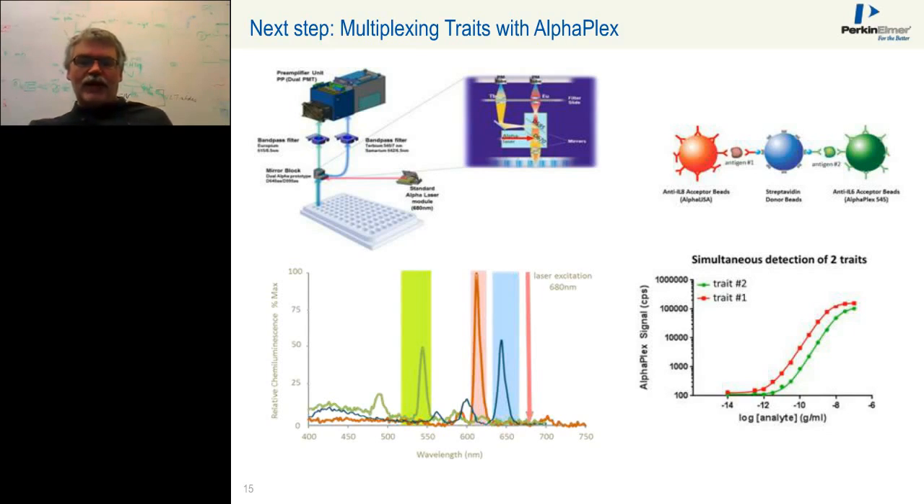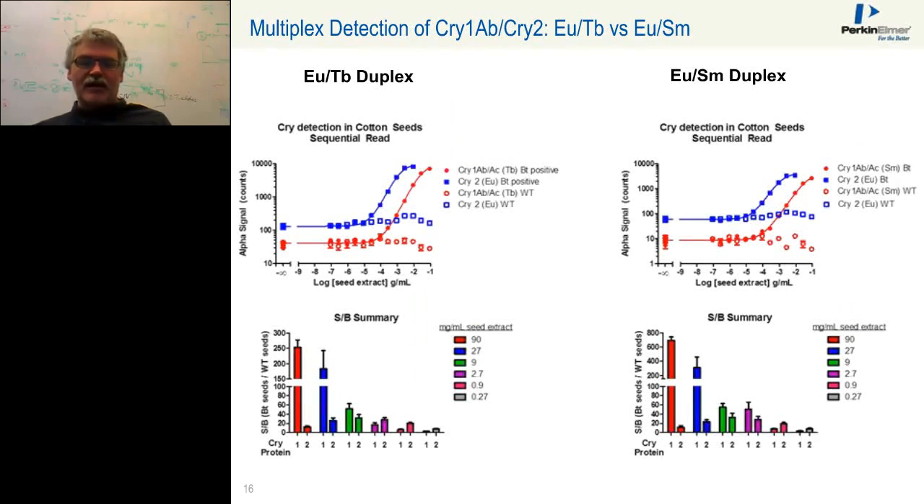So we applied it to seeds. The goal here was to detect 2 proteins, Cry1AB and Cry2A, in the same well, in the same assay. So here we tested 2 different new duplex beads. The EUTB is a combination of 545 and 615 nanometer emission. The EUSM is 615 and 642 nanometer emission.